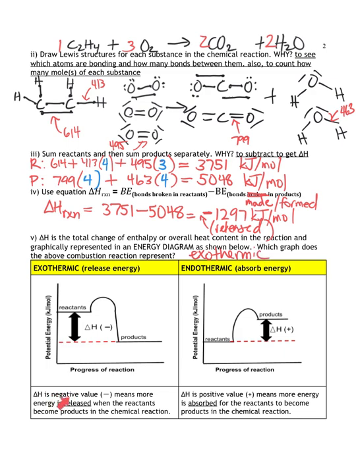And once again, read this part. A negative delta H means more energy is released when the reactants become products in the chemical reaction, as opposed to a positive delta H, which means more energy is absorbed for the reactants to become the products. So if your reactants are absorbing more energy, the ending products will have greater potential energy than the reactants. Normally, for most reactions, it's much more favorable to be exothermic in the end because you're releasing energy rather than requiring more energy than what you started with.